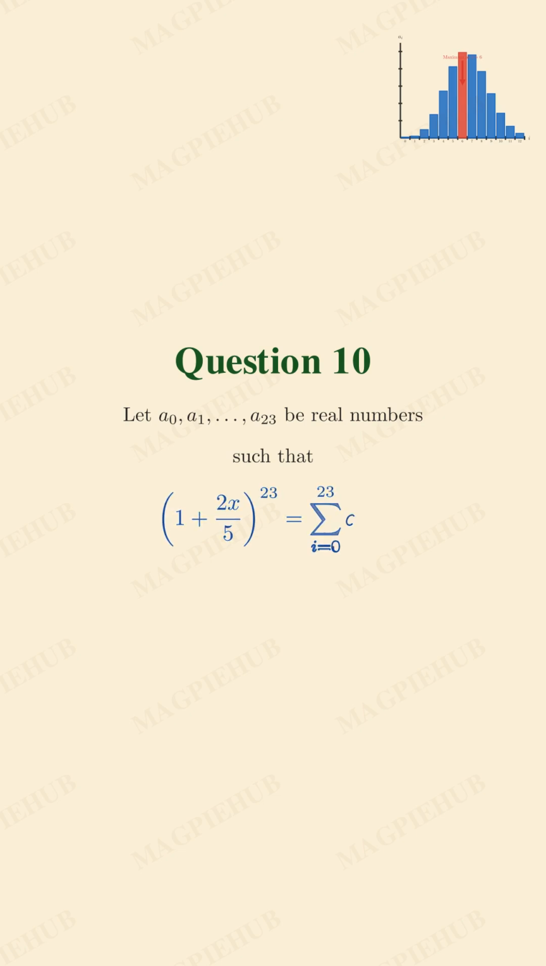The question says, let a_0, a_1 up to a_23 be real numbers such that (1 + 2x/5)^23 equals the sum of a_i times x^i, for i from 0 to 23. Let a_r be the largest among a_j for j from 0 to 23. Find r. Before solving, let us recall the key concepts.